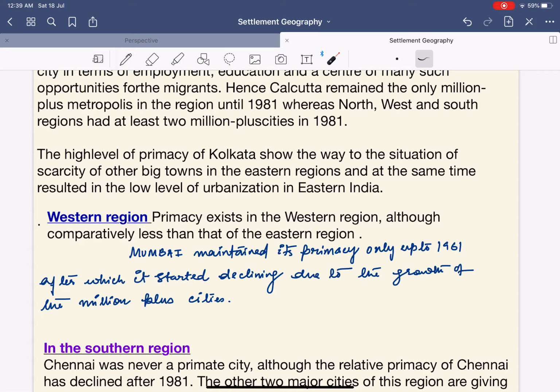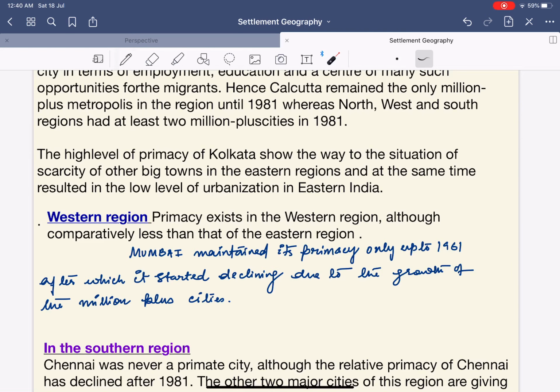But now let's compare it to the Western region. In the Western region we have multiple million plus cities. We can bring out Mumbai, Ahmedabad, Surat, Thane, Kalyan, Pune. Now we can say that in Western India the urbanization is more but primacy is less because there is no one large city. But in Eastern India the urbanization is less but primacy is more because we have a large city.